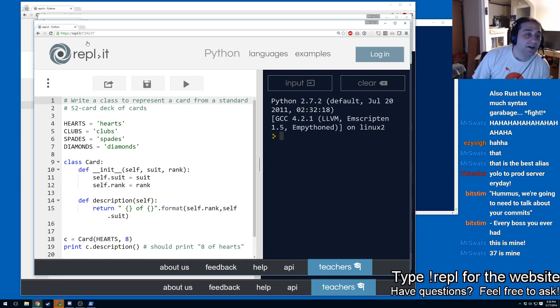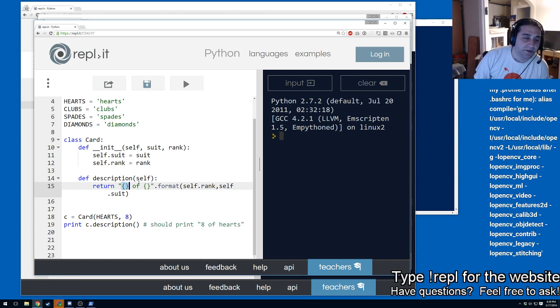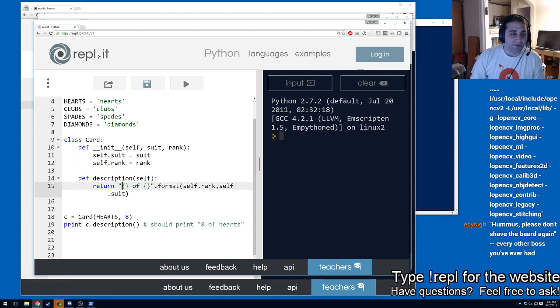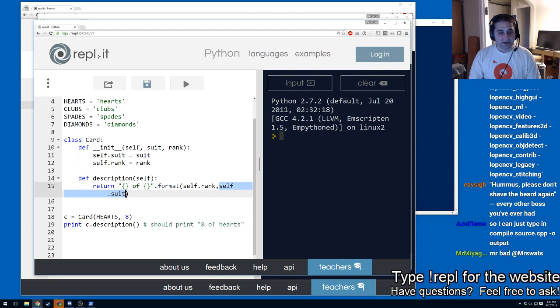Alright, so what did Mr. Swats do? Changing the constants to, instead of being integers, being strings, totally legit. And then return, whoop, no space there, blank. So, have I talked about dot format? I don't remember if I have, but I'll talk about it real quick. Dot format is a method on strings in Python. You see these little markers here, open and close curly braces. Basically it substitutes the first curly brace pair it sees with the first argument. The second one it sees, it replaces with the second argument.